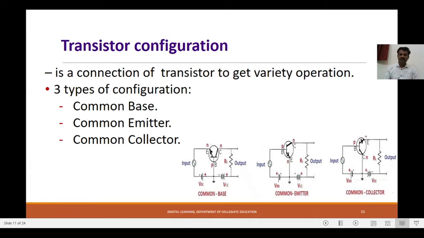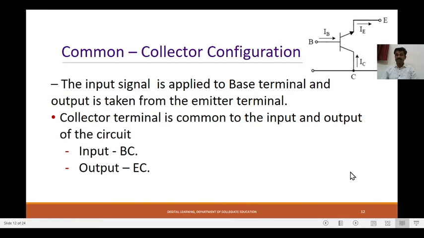So depending on these common connections, or common configurations, we can have 3 different types of configurations. I can make the base common, the emitter common, or the collector common for both input and output. First, let us see the common collector configuration. Here we are making the collector region common for both input and output. The base-collector region acts like an input, and emitter and collector act like an output.